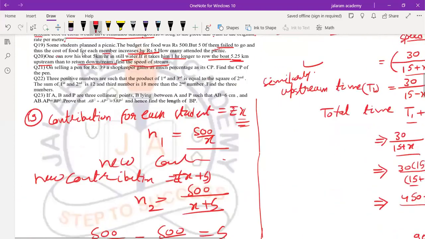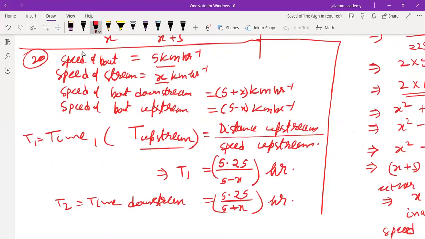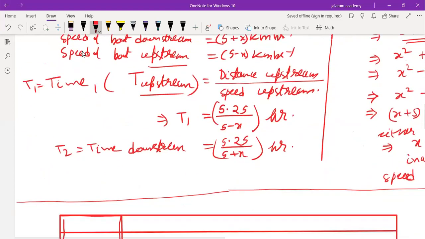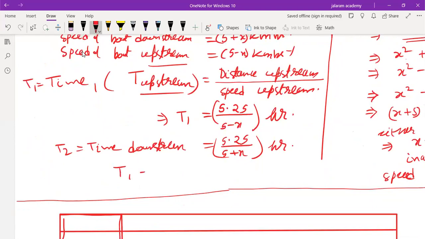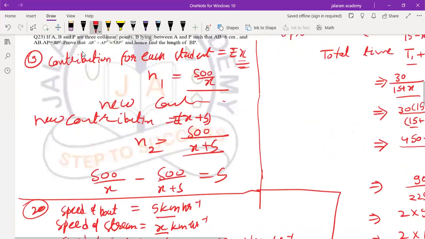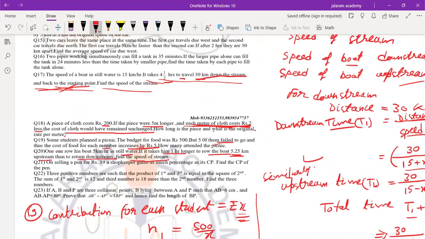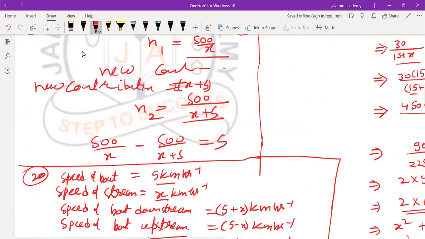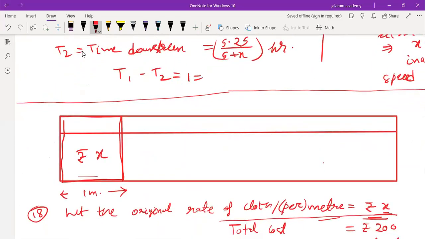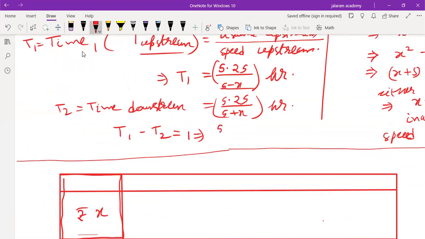And which of the two will take more time? So we know that upstream will take more time. So time for upstream minus time for downstream, according to question, the difference between the two times is 1 hour. It takes him 1 hour longer to row the boat upstream, means difference of the time is 1 hour only. And when we use these times in terms of x, the equation is 5.25 upon 5 minus x minus 5.25 upon 5 plus x equals 1. So solve this equation to get the answer now.